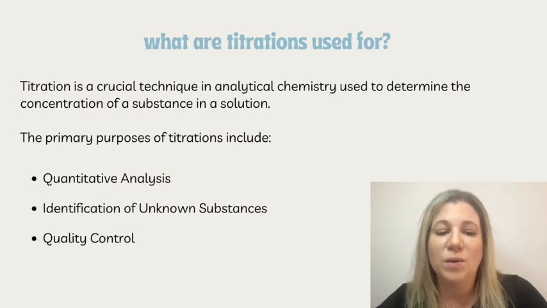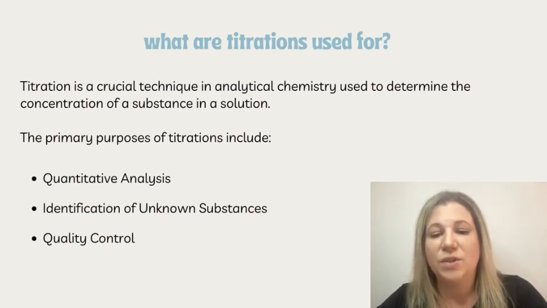And we can also look at quality control. In industry, particularly things such as pharmaceuticals and environmental monitoring, titrations are used to ensure the quality and consistency of those products, to make sure that we have the right amounts present in each of those.